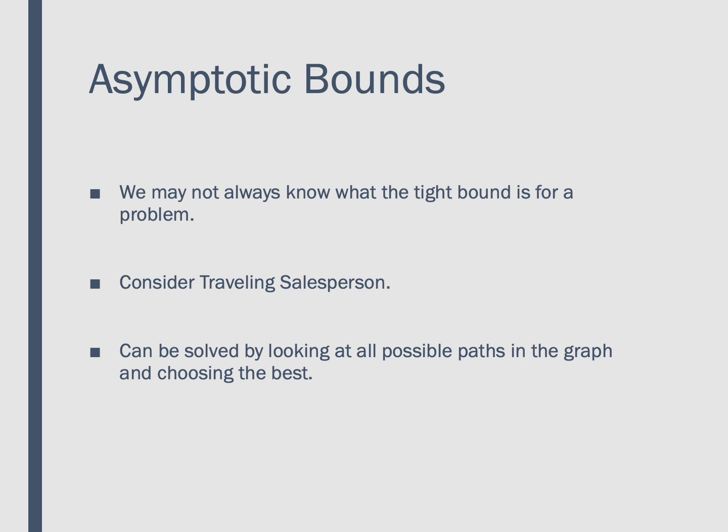While finding the tight bounds is often essential for analyzing algorithms, there are cases where determining the exact tight bound is very challenging or even impossible. So let's explore this idea through the example of the traveling salesperson problem. It is a classic optimization problem where we need to find the shortest possible route that visits a set of cities exactly once and returns to the starting point.